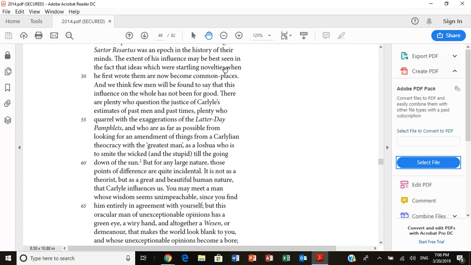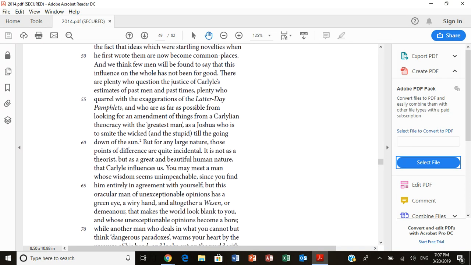The extent of his influence may be best seen in the fact that ideas which were startling novelties when he first wrote them are now become commonplaces. Okay, one of the evidences of Thomas Carlyle's influence is that he shared ideas that were startling novelties. That is, they were novel, they were new. That is where the word novel comes from. You may have thought it just meant books, but oh no, it means something new. And now they've become commonplace. That is, now they're just something that is accepted far and wide.